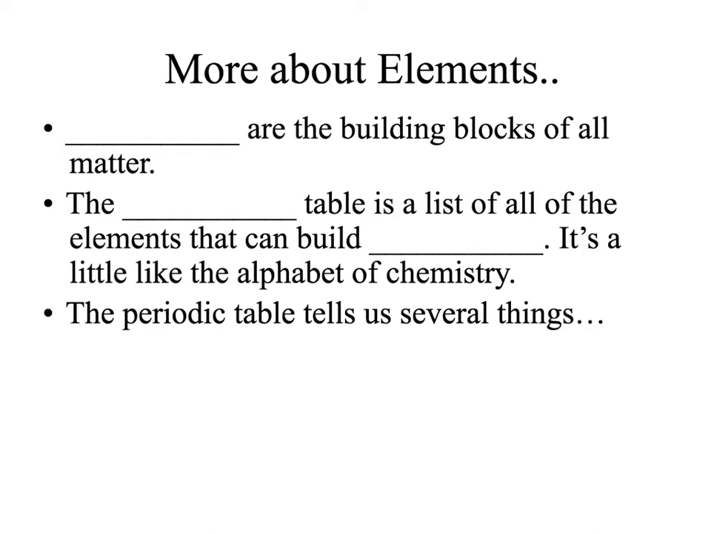Elements are the building blocks of all matter. So atoms make up elements, elements make up molecules and compounds. Now the periodic table is a list of where we can find all of the different kinds of elements that we can use to build matter, or that we have, that makes up matter.